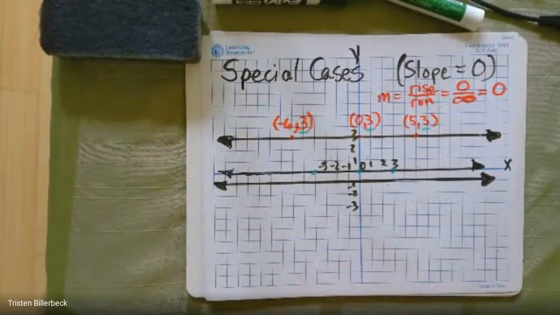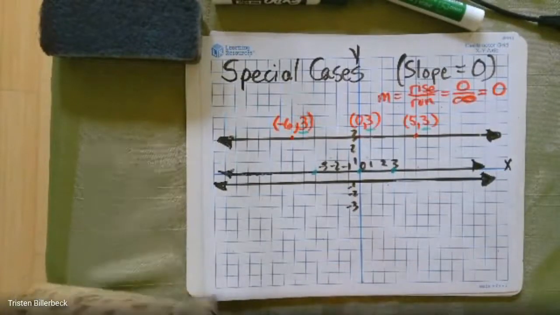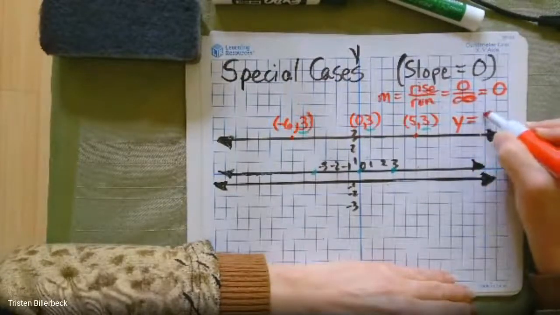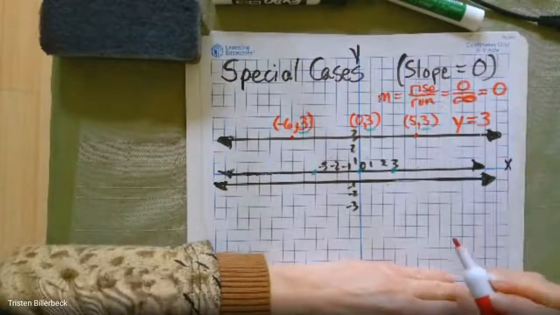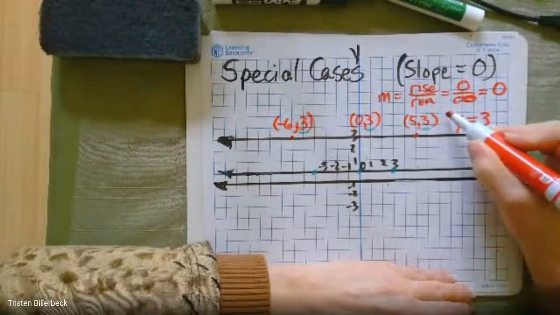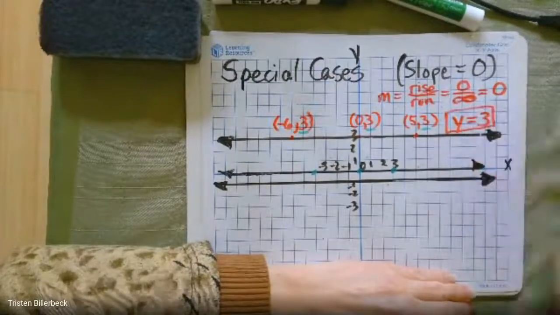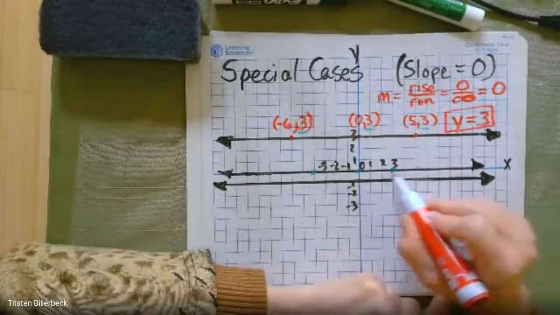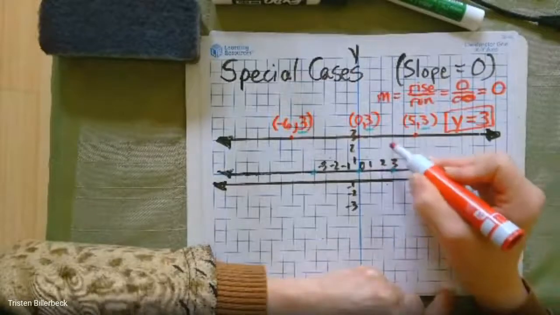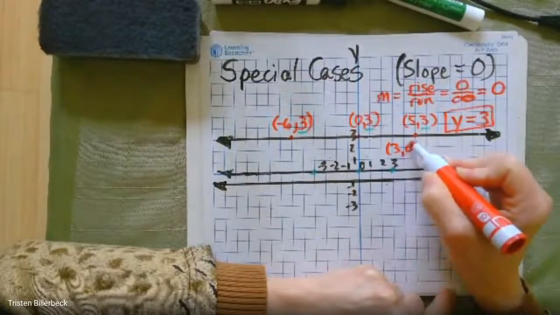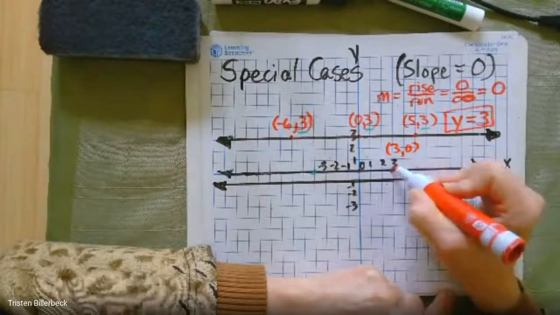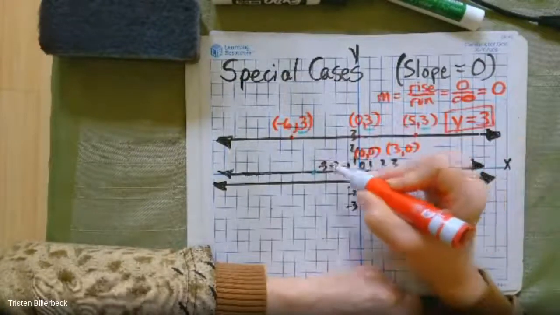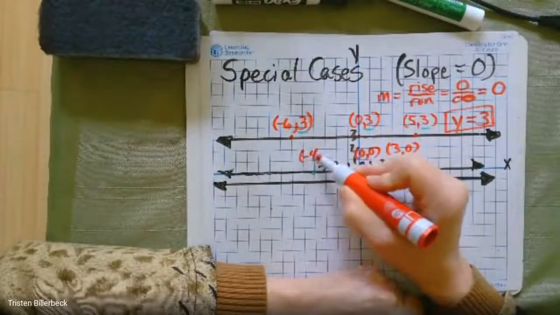Well, we do have a way to say y is always 3 in math. We can say y equals 3. And that's the same thing as y is always 3 in math. Okay, so let's see if that works for this line too. So here we have (3, 0), and this one is (0, 0), and here we have (-4, 0).